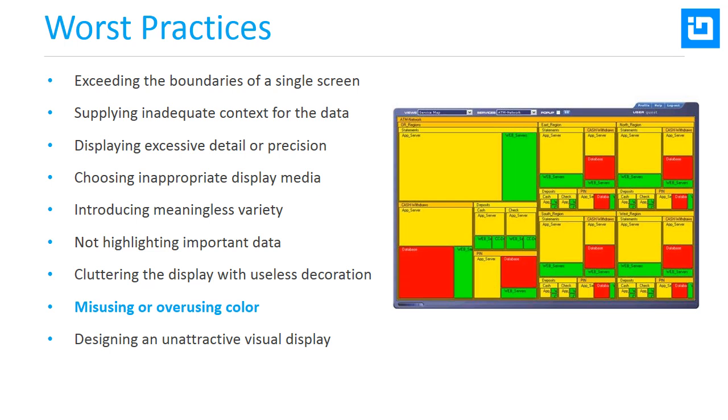Misusing colors would mean that the color coding would not be appropriate. So for example, red is typically associated with something that's not good, and green is something that is good. So misuse would mean, which I don't know here, that it would actually show something in red that's actually not a bad thing.